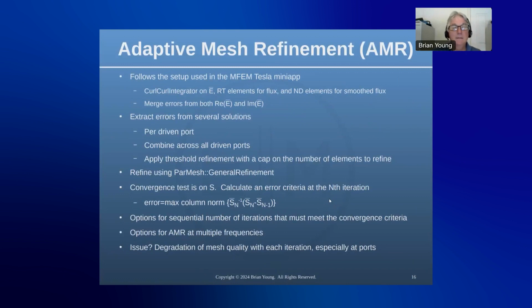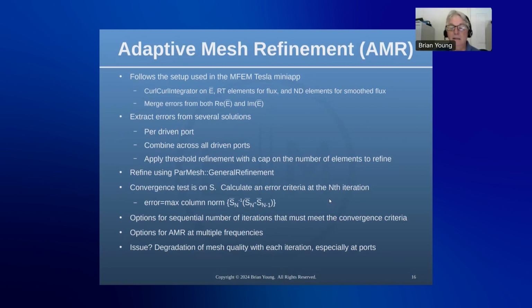Okay, so with the 3D solution and the S parameters, that in effect completes the electromagnetic simulator. The next step is to implement adaptive mesh refinement. And for that, I'm following the setup used in the FEM Tesla mini app, where the errors are calculated using the curl integrator on E, the RT elements for flux and ND elements for the smooth flux. The difference that needs to be implemented here is that there are real and imaginary electric field components. So the error has to be calculated for both real and imaginary parts and then combined.